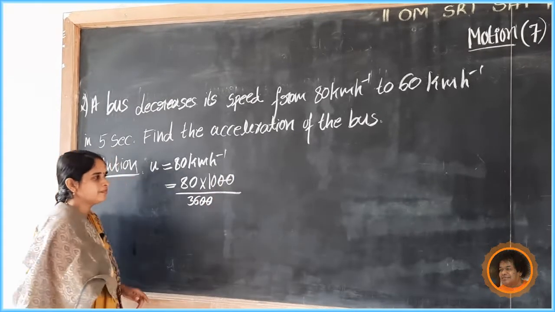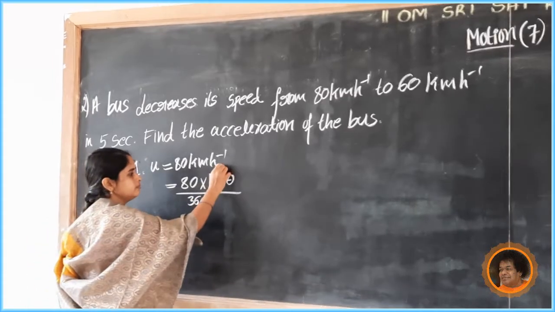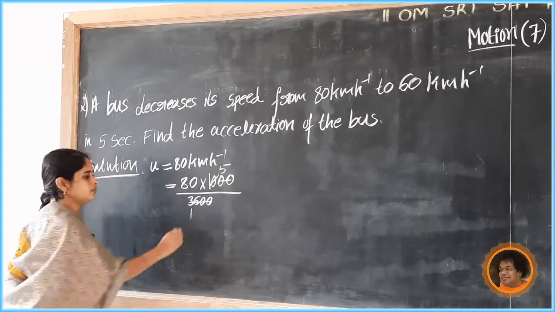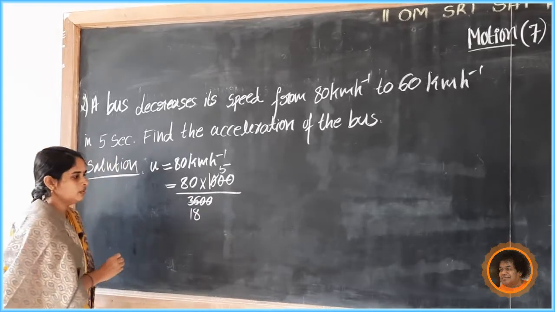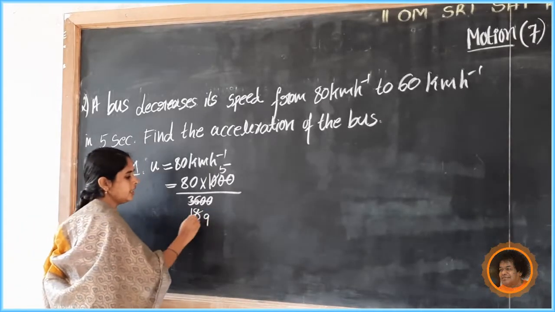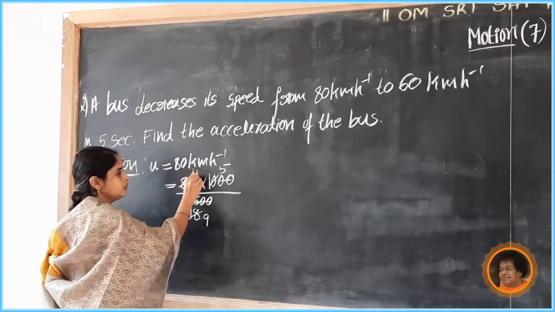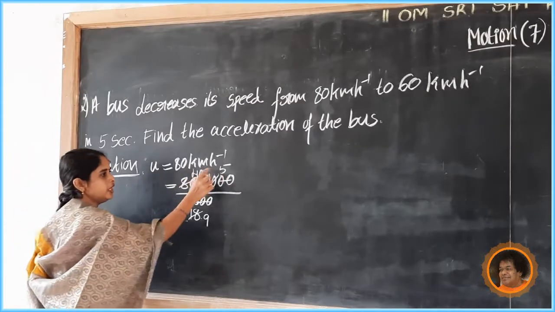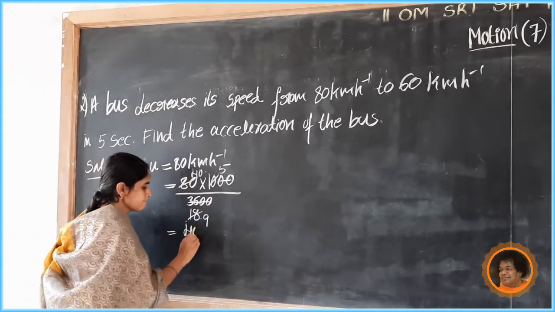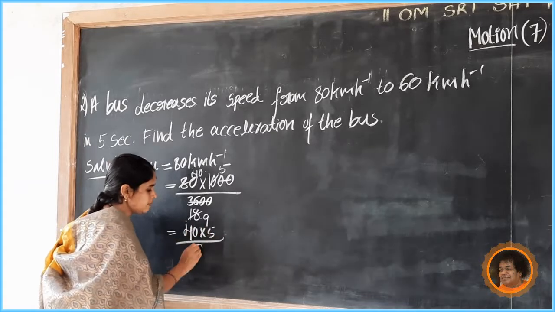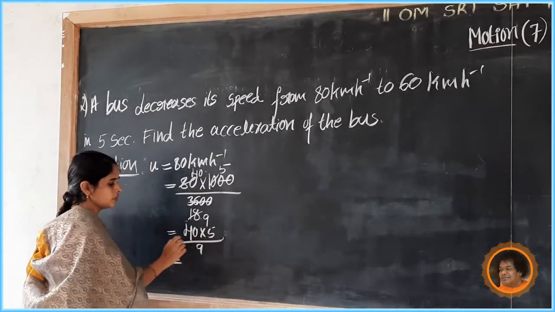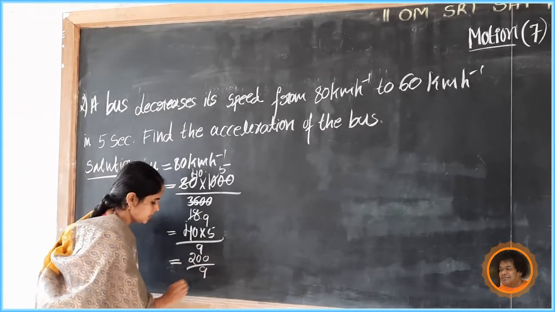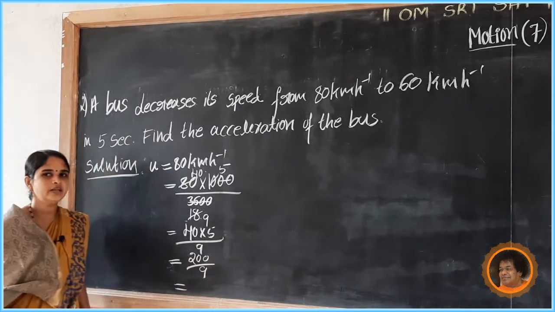20 cancels. Then 2 5s are 10. 2 1s are 8, 2 9s are 18. 2 40s are 80. So 40 into 5 divided by 9 equals 5 4s are 20. 200 divided by 9.